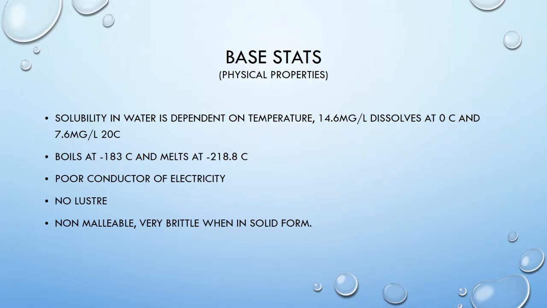Oxygen boils at -183 degrees Celsius and melts at -218.8 degrees Celsius. Oxygen is a poor conductor of electricity, has no luster, and is non-malleable. In fact, it is very brittle when it's in its solid form, if you could ever find it.